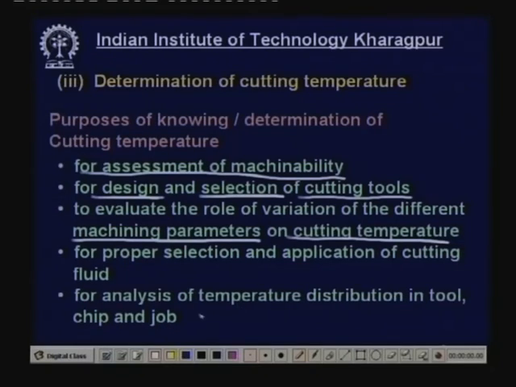For study of the distribution of temperature in the chip, in the tool and the job, it is necessary for design of the tool, for analysis of the tool failure and all these things. For that, we must know initially what are the temperatures at the different zones, like primary deformation zone, at the secondary deformation zone, at the flanks. Based on that, the temperature within the chip, tool, job have to be evaluated by, say, computational methods like FEM or boundary element method and all these things.